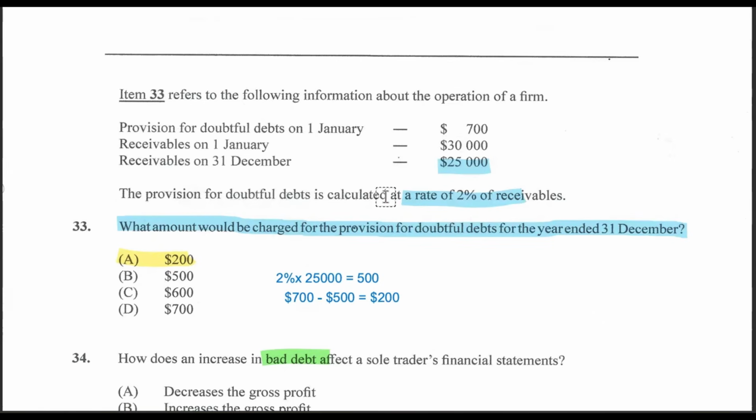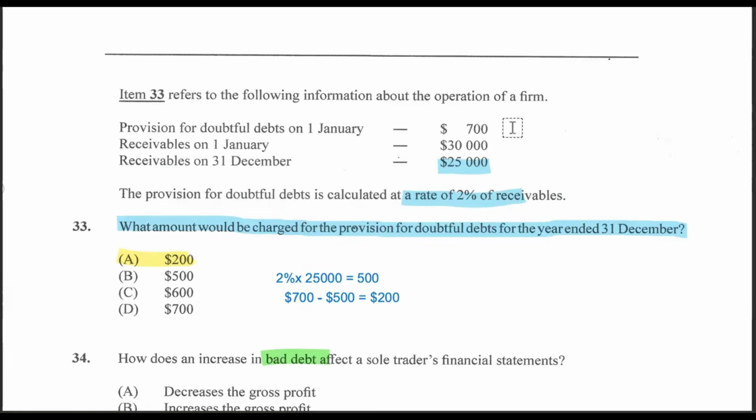The provision for doubtful debts is calculated at a rate of 2% of receivables. So 2% of receivables, 2% by 25,000, guys. We're looking at the year end. So 2% by 25,000 is $500. Currently, the provision stands at 700.